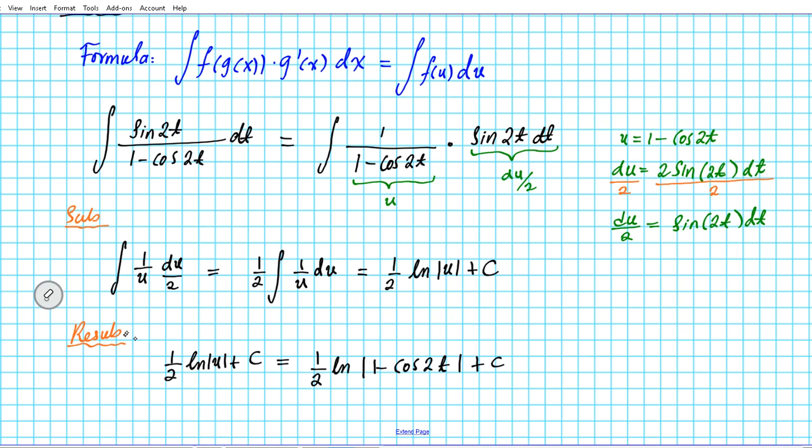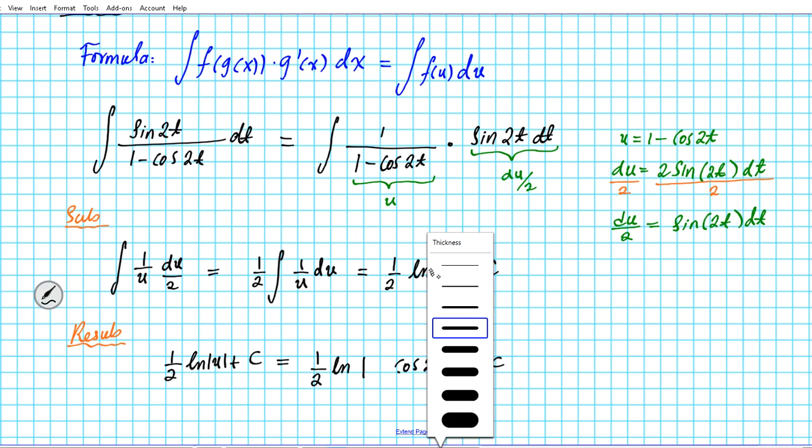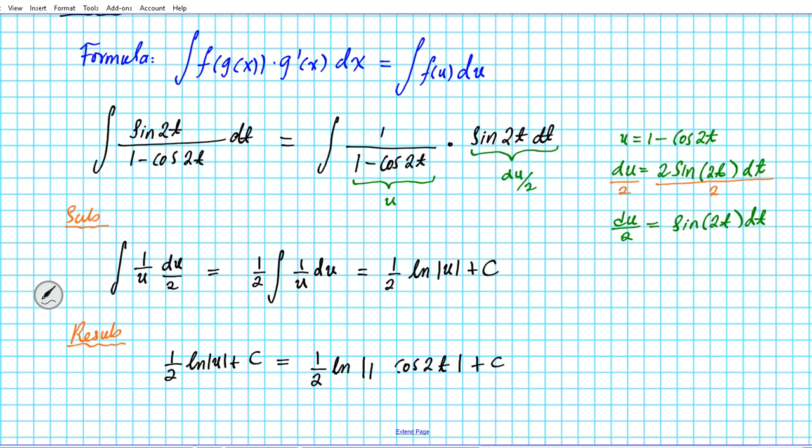Alright, ladies and gentlemen, that is our final answer. Let's just write it again. The final answer for the problem is 1/2 times the natural logarithm of the absolute value of 1 minus cosine 2t plus c. So there goes the final answer for question number 3 on how to use the U substitution to carry out the integration process.